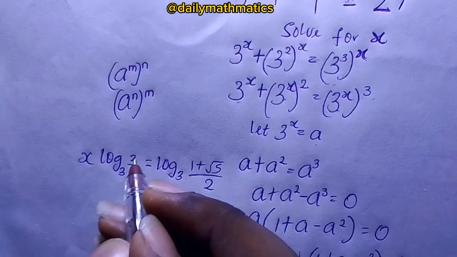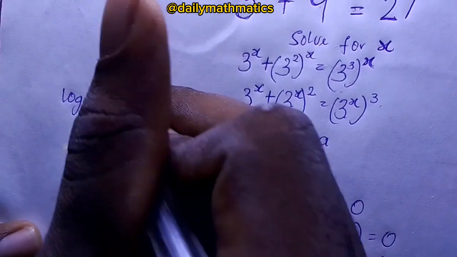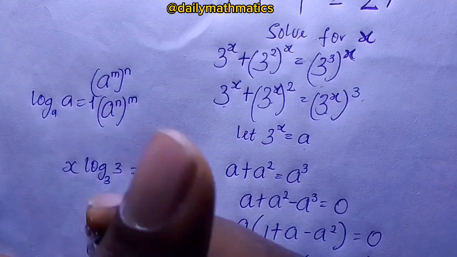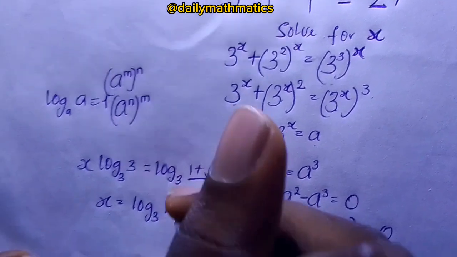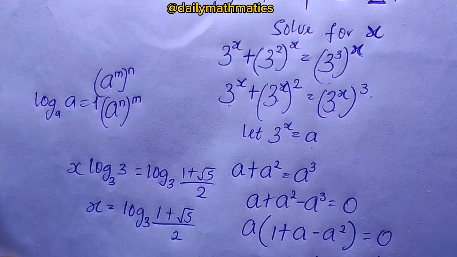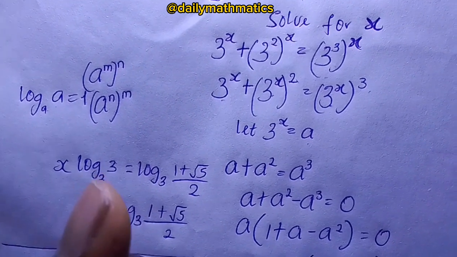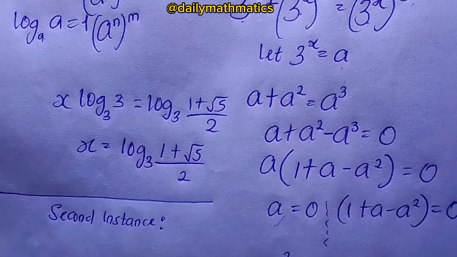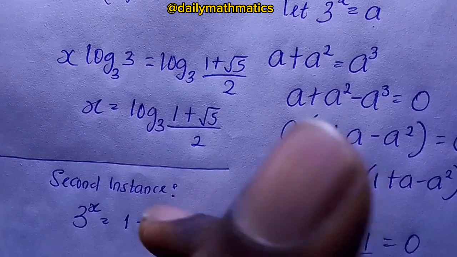And so from here, log 3 in base 3, we know if we have anything like log a in base a, it equals 1. So log 3 in base 3 is 1. 1 times x is x, equals log 3 of 1 plus root 5 over 2. So this is the first instance of x. But for the second instance of x, we have 3 raised to the power x equals 1 minus root 5 over 2.